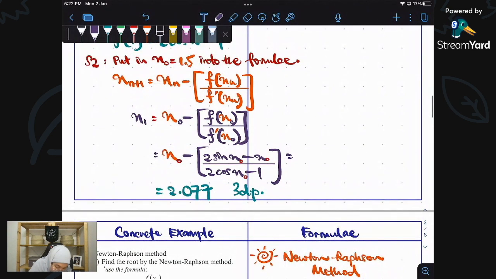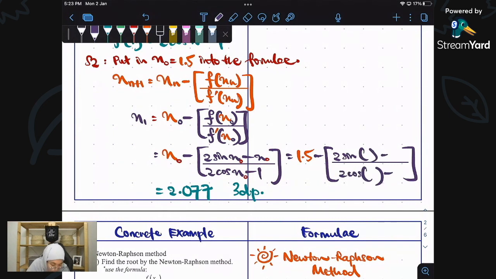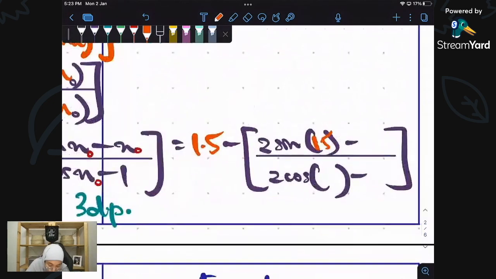Tuliskan, masukkan nilai 1.5 ke dalam formula. Jangan malas. Okay, don't be lazy. You gotta put in the value. Kalau you tak masukkan nilai ni, saya takut you guys tak dapat markah. That's why you must write it down. So 1.5.